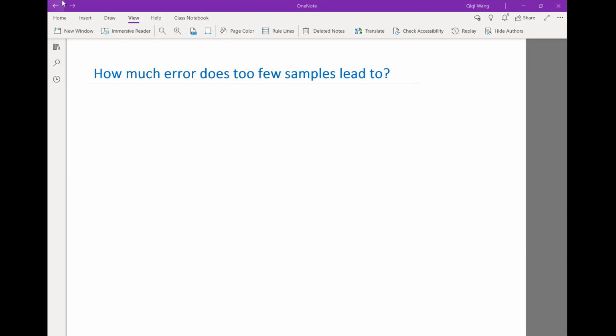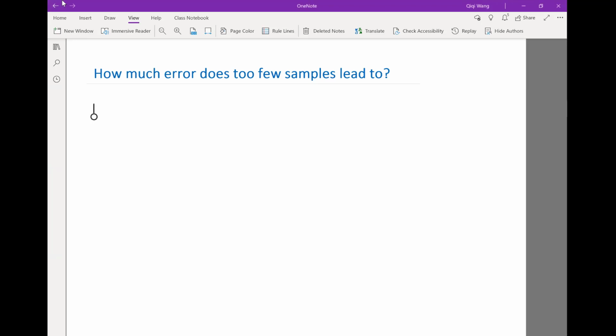How much error does too few samples lead to? We want to not just say qualitatively that using fewer samples leads to wider variations. We actually want to compute quantitatively how much error too few samples lead to. And what is an extreme of too few samples? Well, we can think of the case, how about if we use just a single sample? It sounds a little bit ridiculous, but it's actually a pretty good place to start.